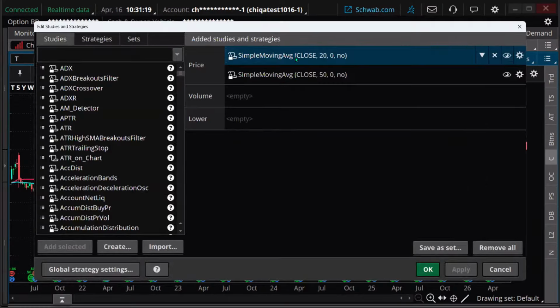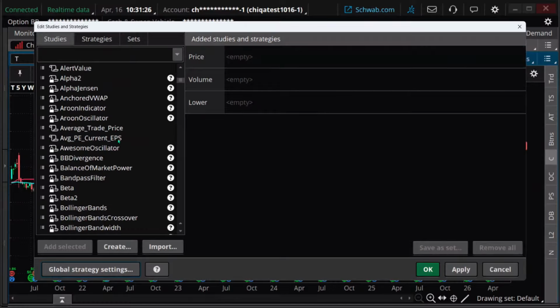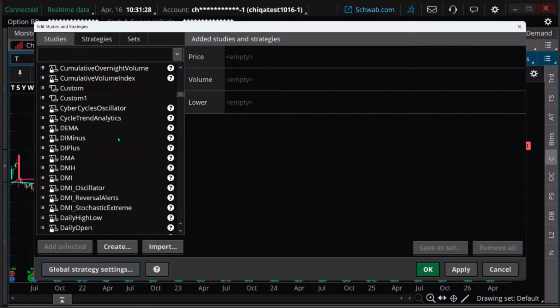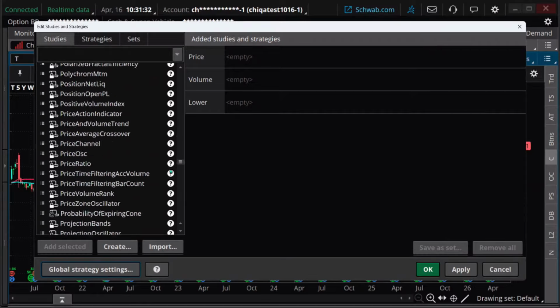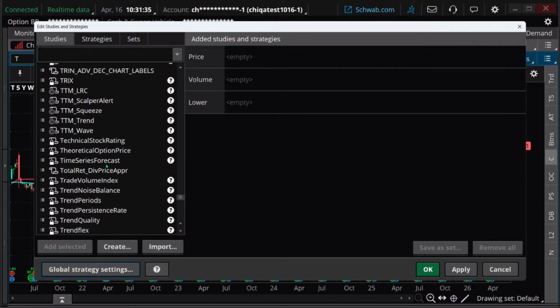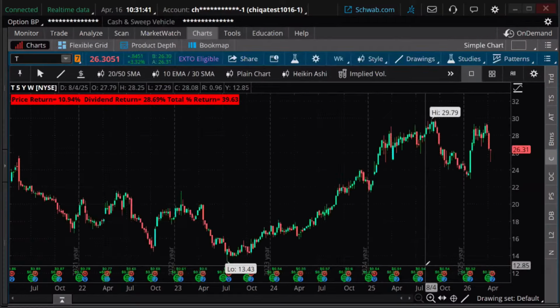I'm going to go up here, and I'm just going to get rid of that and that. And I'm going to go to a script, and it's called Dividend plus Price Appreciation. Oh, no. I think it's under T's, total return. There we go. Okay, apply. Here we go.